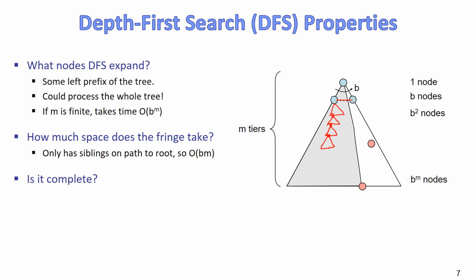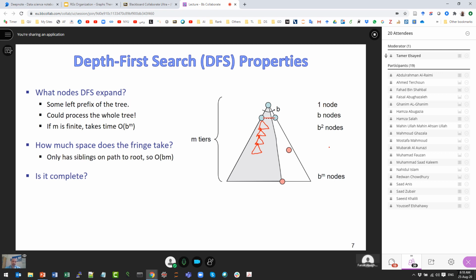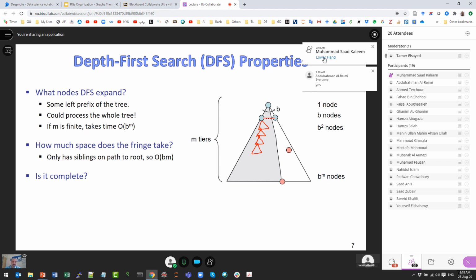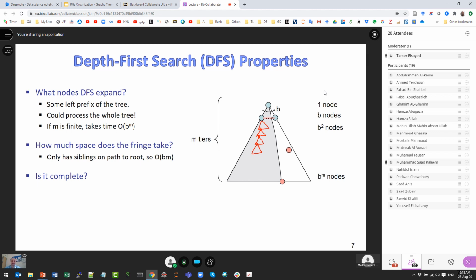Now the next property is whether the algorithm is complete or not. What do you think? Is this algorithm DFS complete or not? Okay, Saad? Yes, very good. If there is a cycle, it will not find a solution. But let's say that there are no cycles, or we prevented the cycles in the tree. Will it be complete or not? Saad?